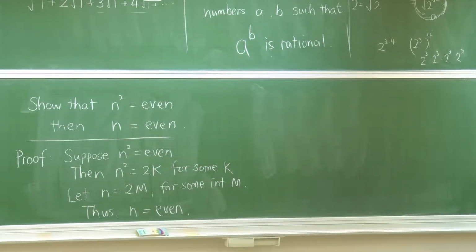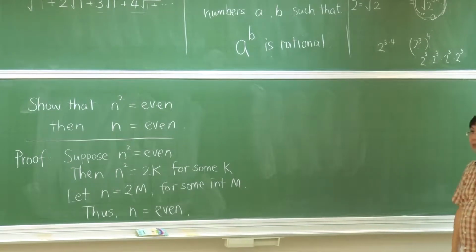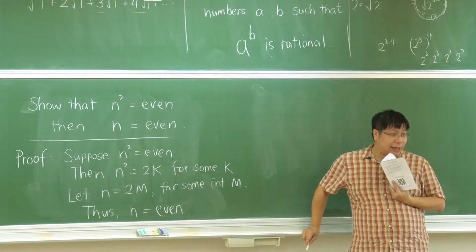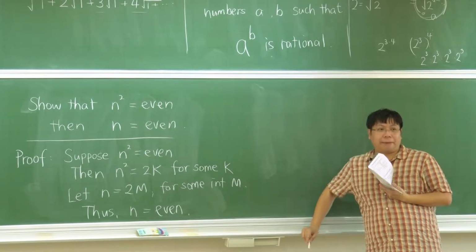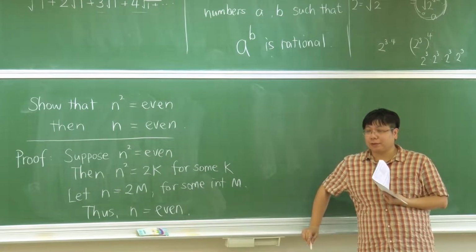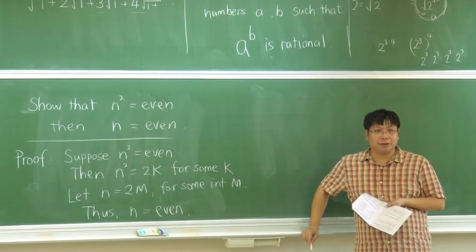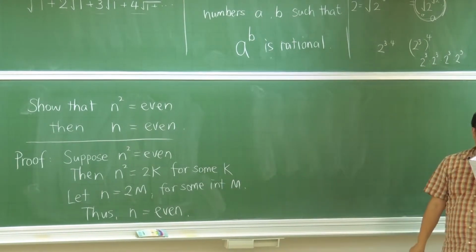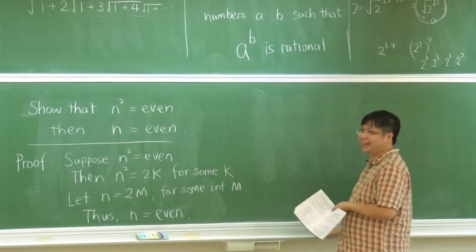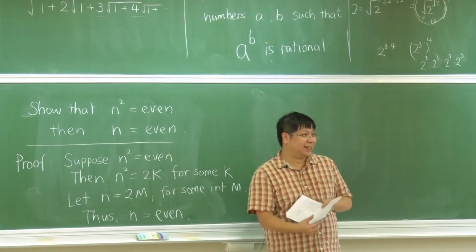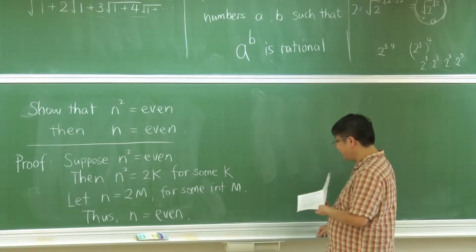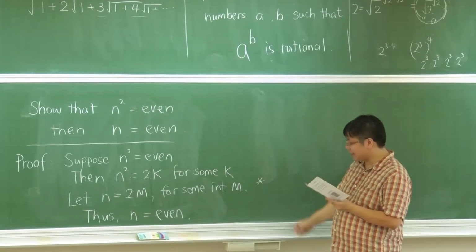So the proof is we assume that n squared is even, so n squared is equal to 2k for some integer k. Now we let n to be 2m for some m. So n is even. It looks like something is wrong. Line 3. Very good. What's wrong with it?